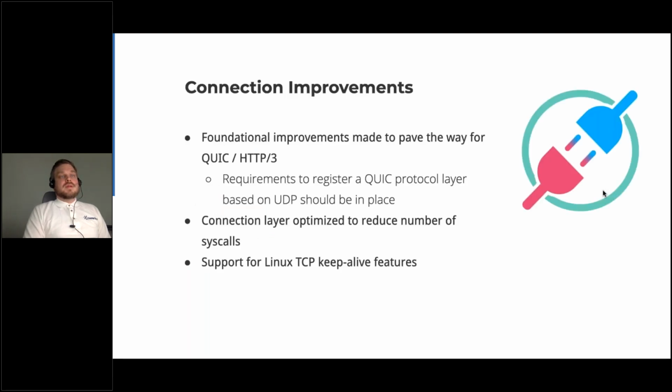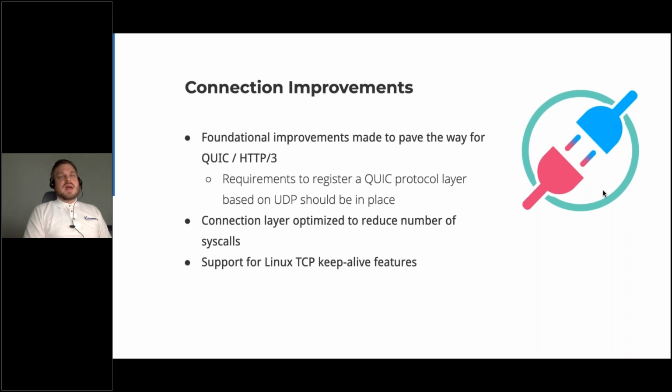So first, let's get started on the subject of connection improvements. There's been quite a bit of low-level work completed, and foundational improvements have been made that will pave the way for QUIC and HTTP/3 support within HAProxy. The connection layer was optimized to reduce the number of syscalls, and several debugging entries were added to help spot anomalies. The listeners have also been reworked, and related structures have been reorganized to suit this new design. Now, everything needed to register a QUIC protocol layer based on UDP should be in place.